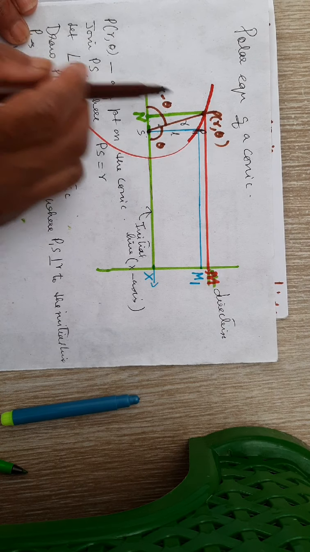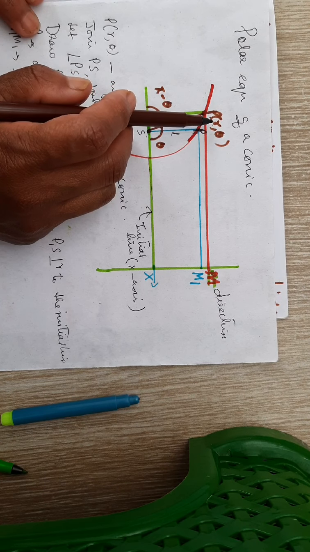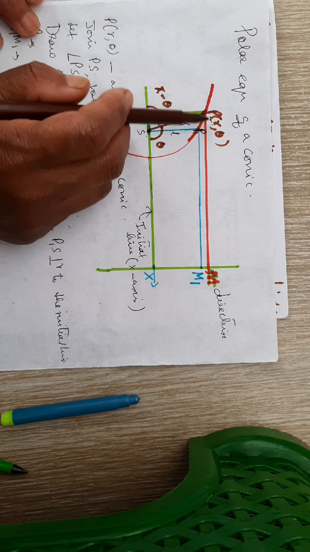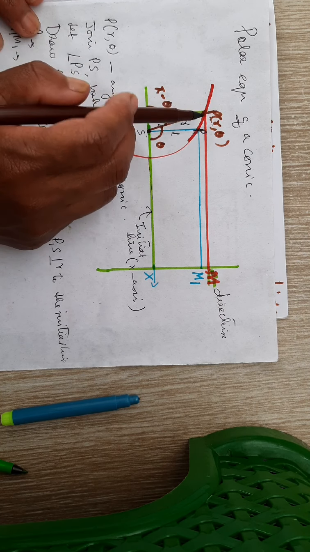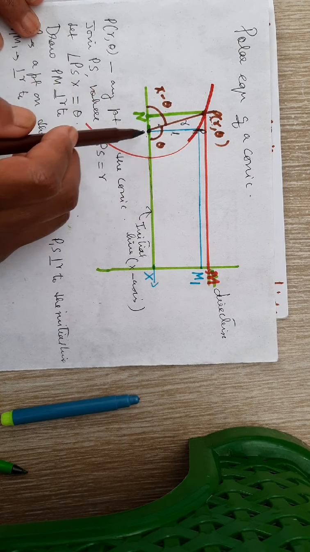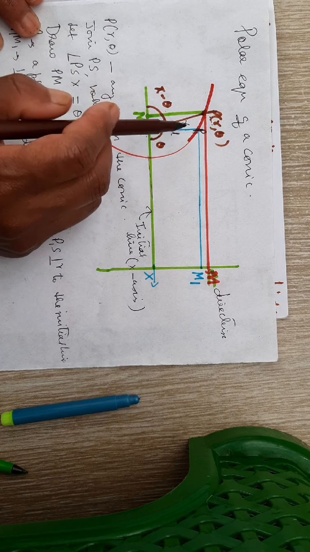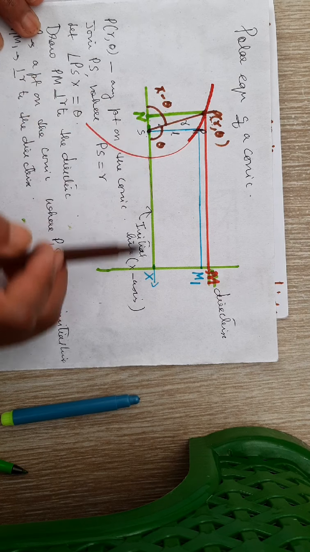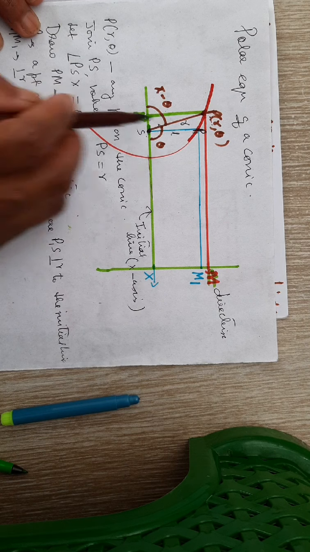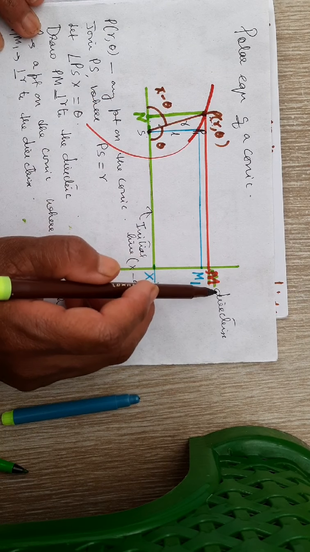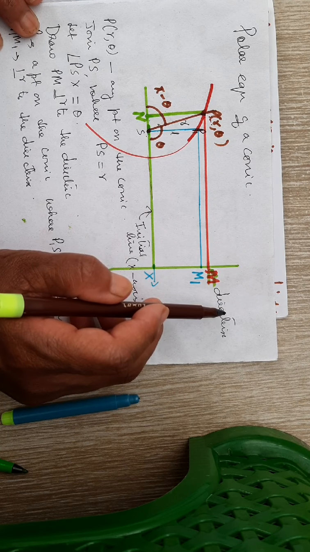Now let us find what will be the equation of the conic in polar form. Take point P having the polar coordinates r, theta to be a point on the conic. Now join PS, where the length PS is equal to r. Now consider this angle PSX to be theta. Now we draw PM perpendicular to the directrix. Directrix means a fixed straight line.